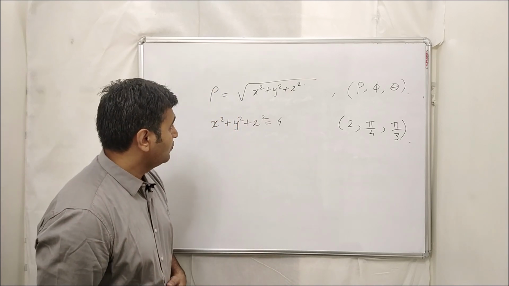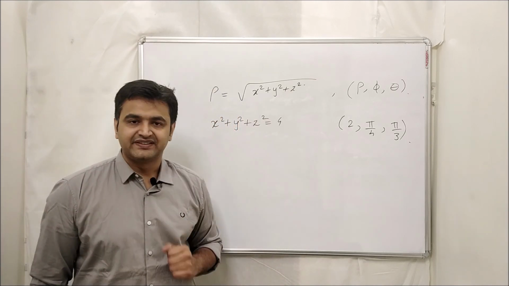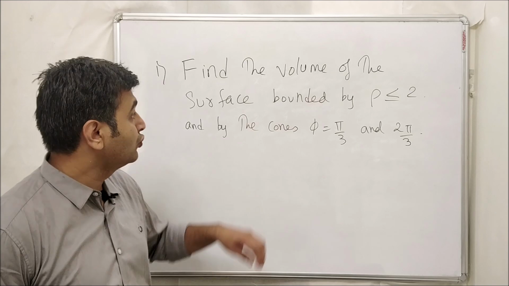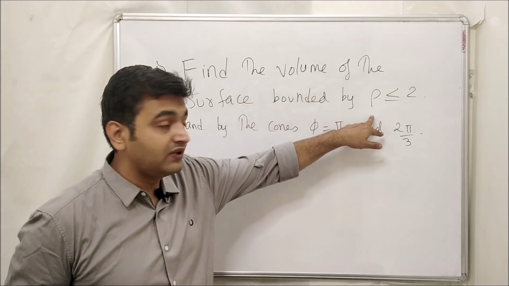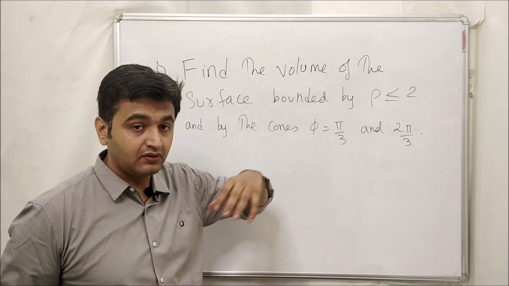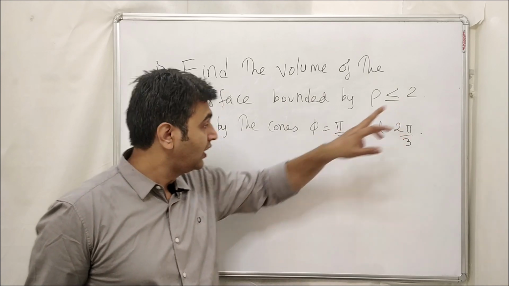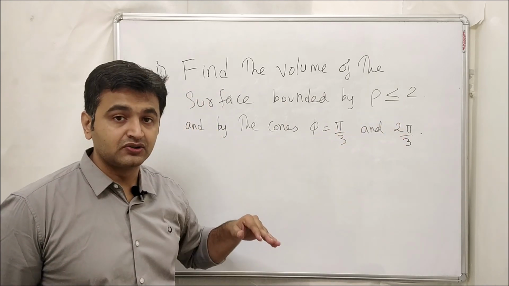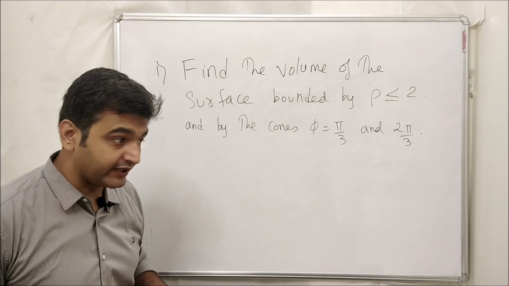Okay, now let's go for some examples. So here is the example. You need to find the volume bounded by rho less than or equal to, that means sphere, starting from 0 to 2, and it is bounded by these two cones. So this is the volume I am supposed to find.